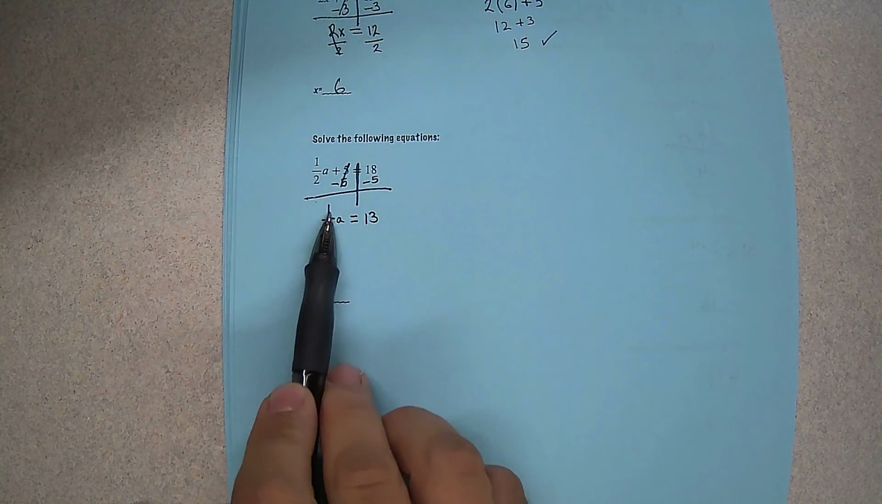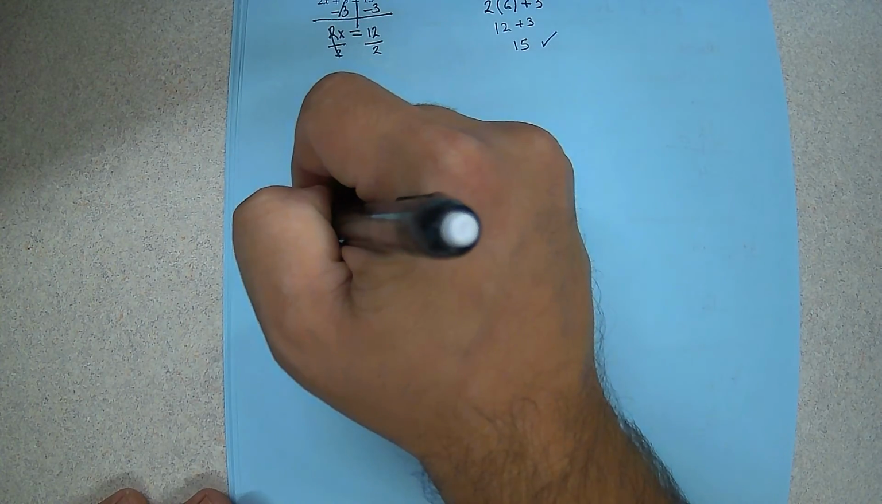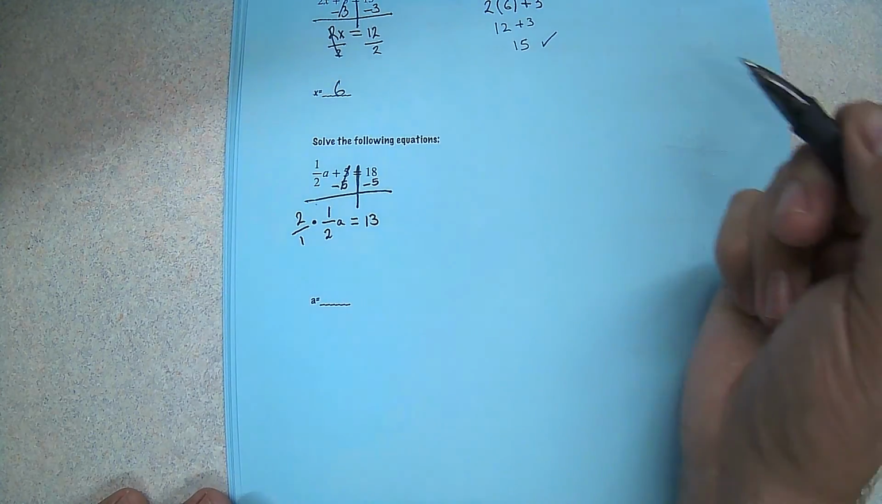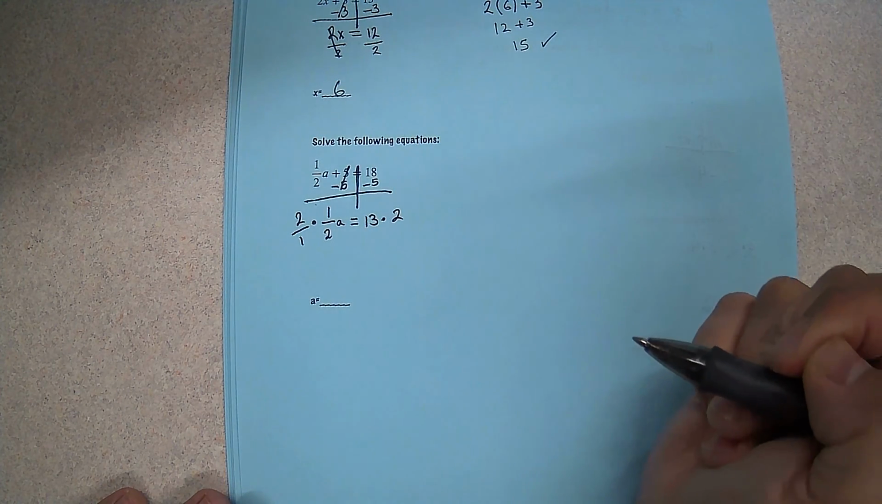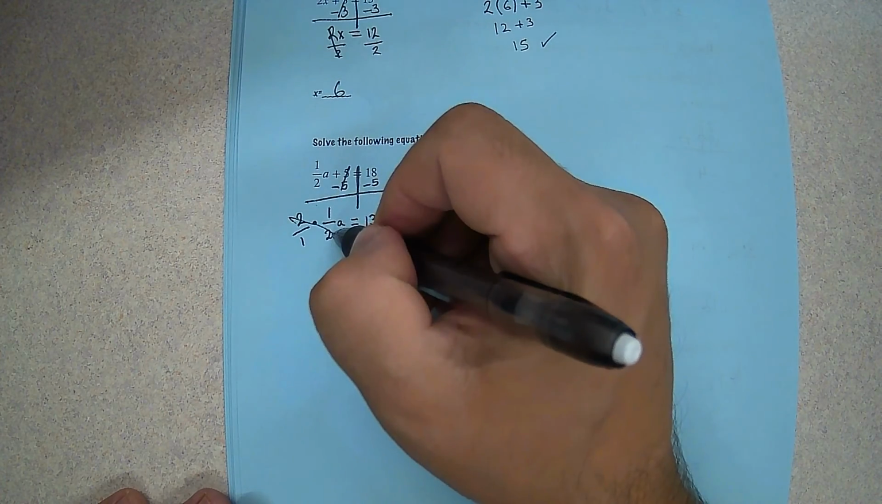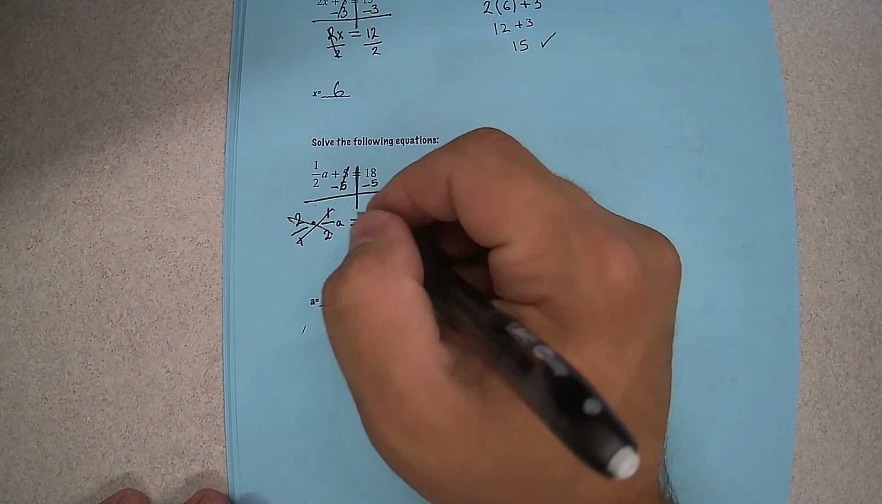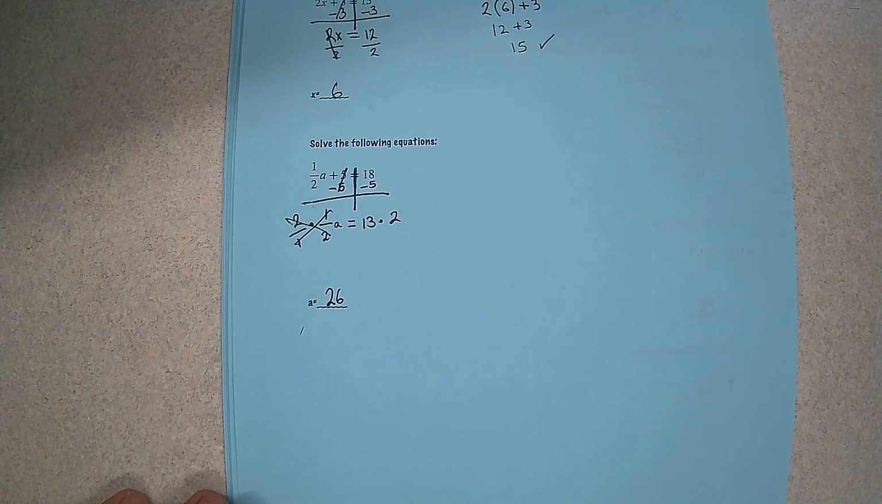Now this, I have 1/2 times a. So we would then divide by 1/2. Or dividing by a fraction is the same thing as multiplying by the reciprocal. Or multiplying by 2 over 1. We could think of it like that. Multiply by 2 and then over 1. These then cancel out. Those cancel out. All we're left with is the a on that side. And that's equal to 13 times 2, which is 26.